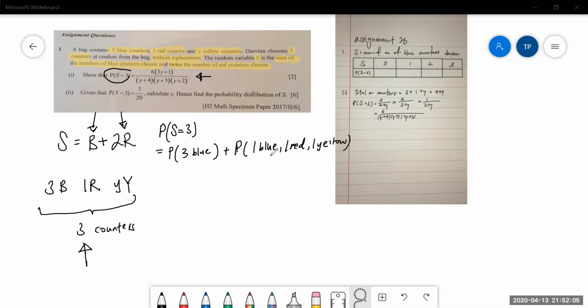So we got 3 blue, and we got 1 blue, 1 red, 1 yellow. This red gives me a score of 2 and this blue gives me a score of 1, that's why I can get 3. Makes sense, right? I think those are the only 2 possibilities. I'm trying to think if there are others, and I don't think so.